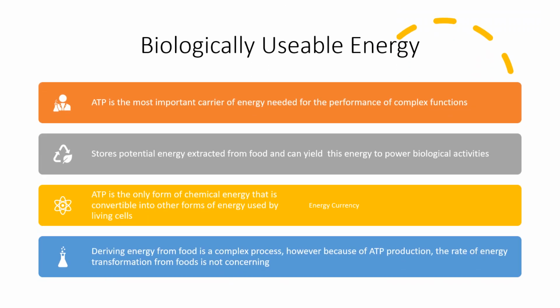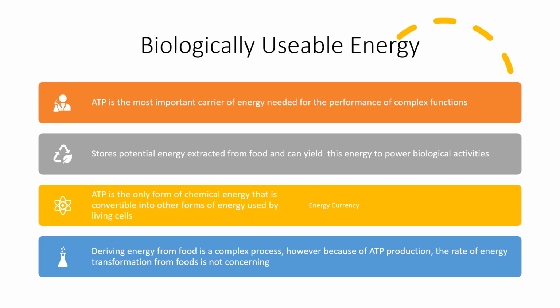So that brings me to our biologically usable energy. So ATP, or adenosine triphosphate, is the most important carrier of energy needed for the performance of complex functions in biology. It stores potential energy extracted from food and can yield this source of energy to power biological activities. ATP is the only form of chemical energy that is convertible into other forms of energy used by living cells. This is why it's termed the energy currency. We're able to actually use that energy in a variety of different ways.